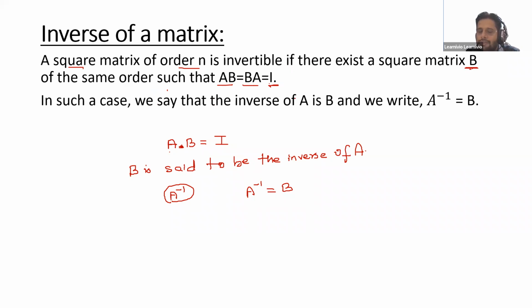In such a case, we say that the inverse of A is B and we write A inverse is equal to B. So the only point you need to remember is, if you need to find the inverse of A, then you need to find a matrix B such that if you multiply A and B, you get the identity matrix.